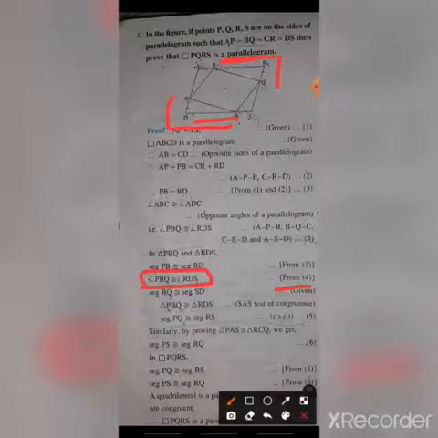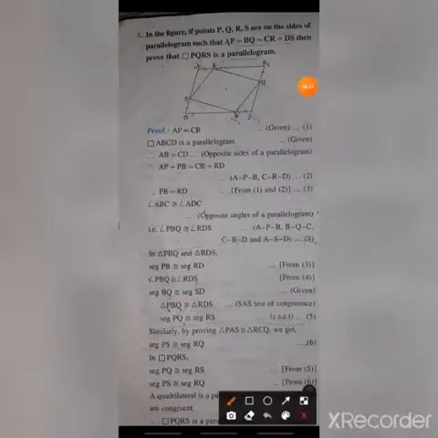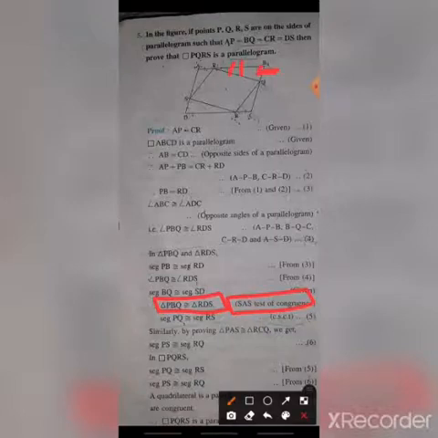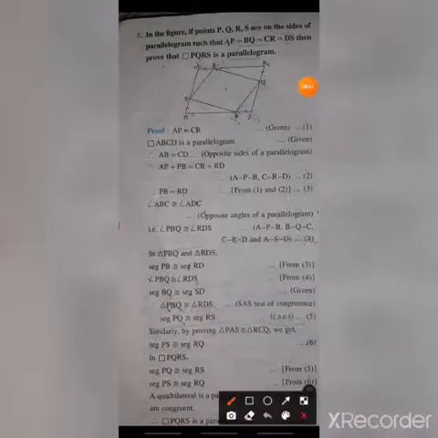Then BQ is congruent to SD. Here BQ is congruent to SD from these two triangles. Then triangle PBQ and RDS are congruent just because of the side-angle-side test. Here is side and angle. These two triangles are congruent by the side-angle-side test.